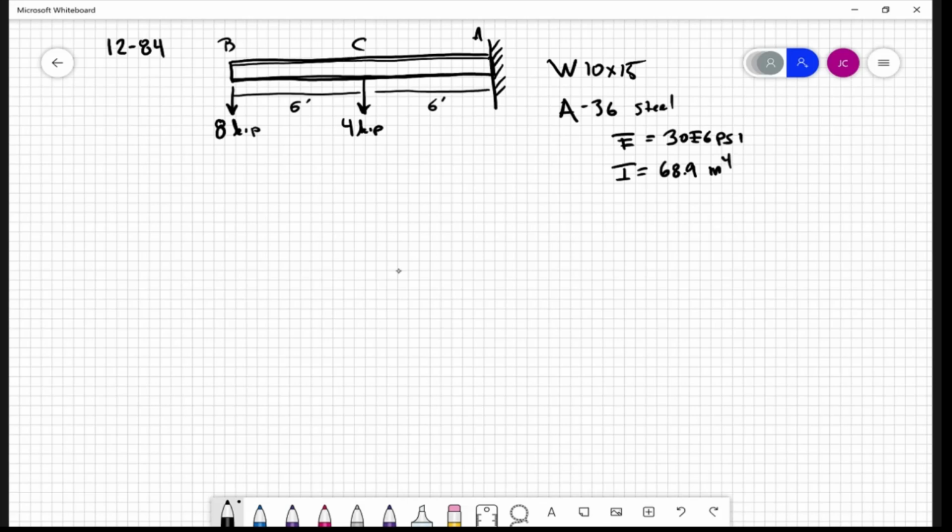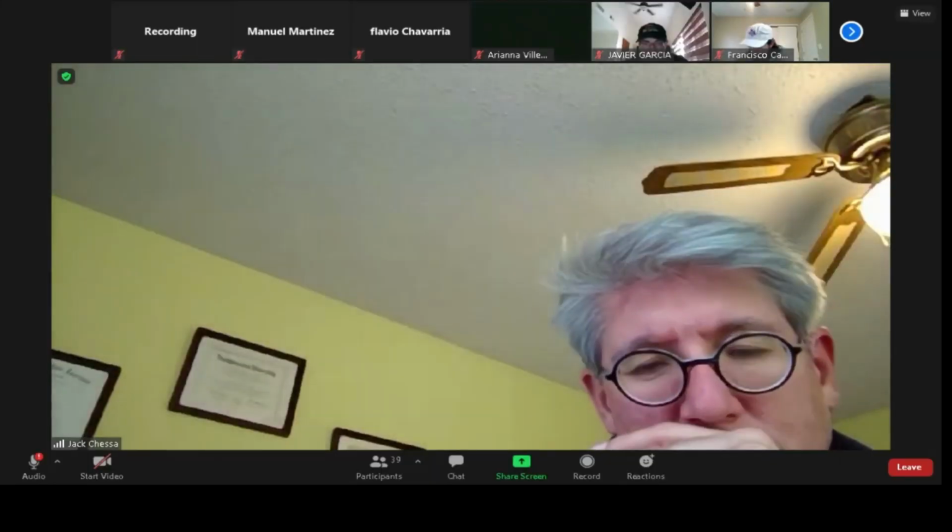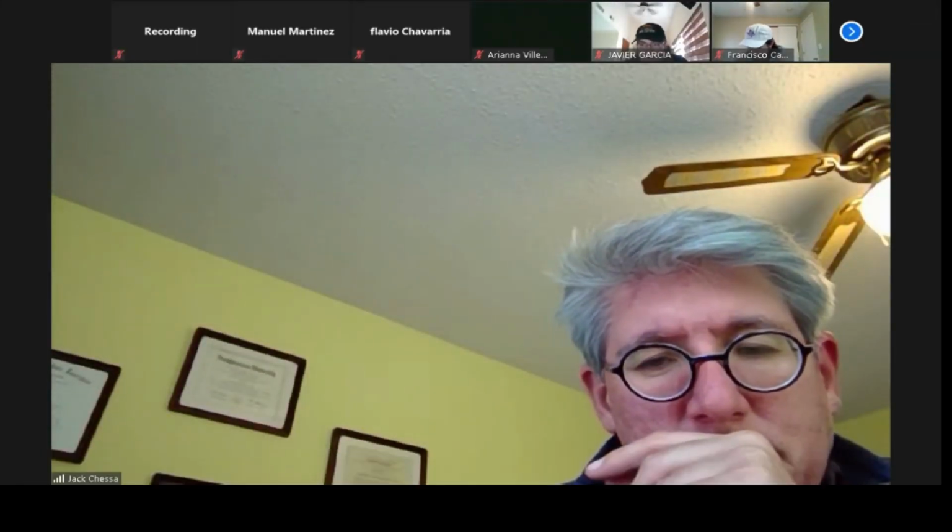All right, so we want to find the displacement and the slope at point B. So we want to find the displacement at point B as well as the slope at point B. All right, so I don't want to go through and do all the integration again. So I want to look and see if this has some beam tables associated with it. So let's look at the beam tables.